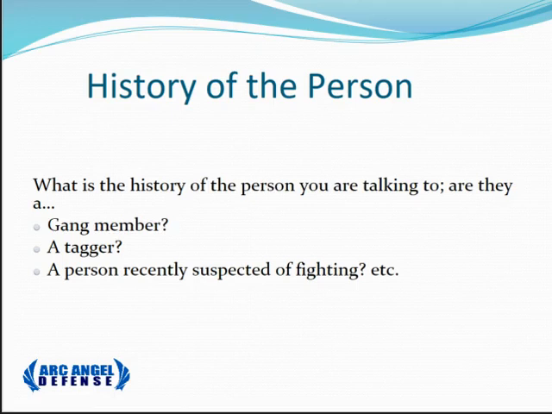History of the person. What is the history of the person that we are talking about? Are they a gang member, a tagger, or a person recently suspected of fighting?